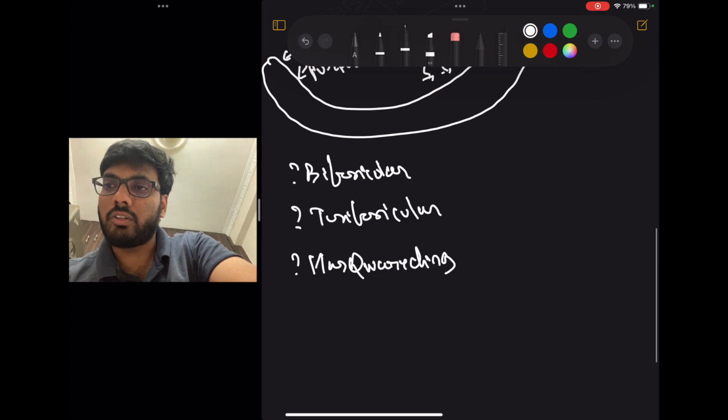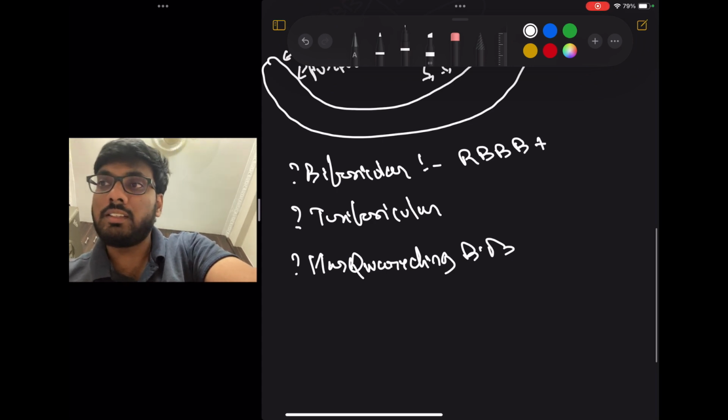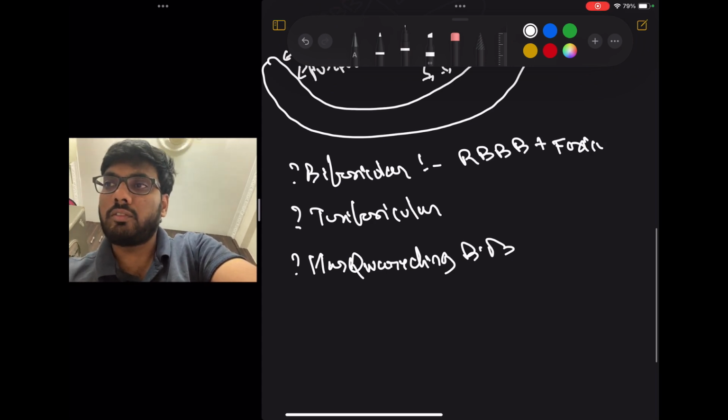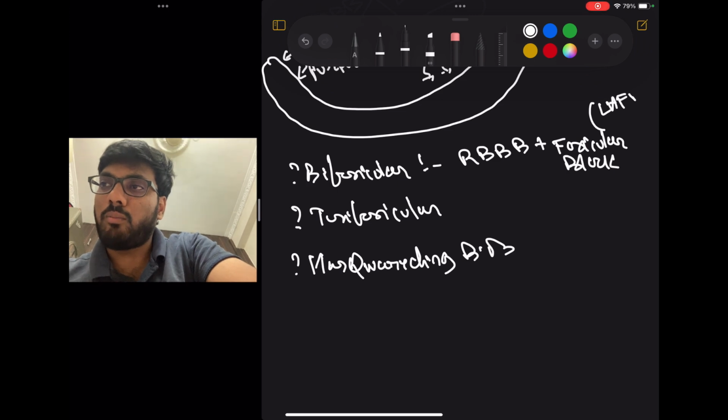Okay. Bifascicular block means right bundle branch block plus a fascicular block. This is called bifascicular block. Fascicular block means either left anterior fascicular block or left posterior fascicular block.